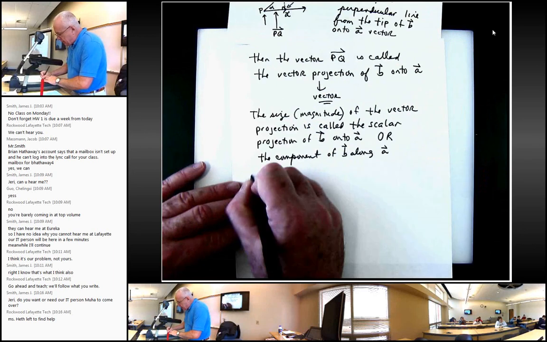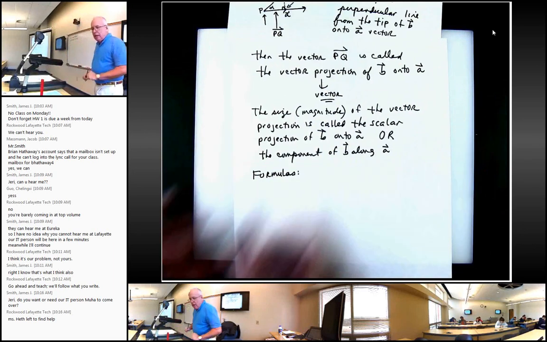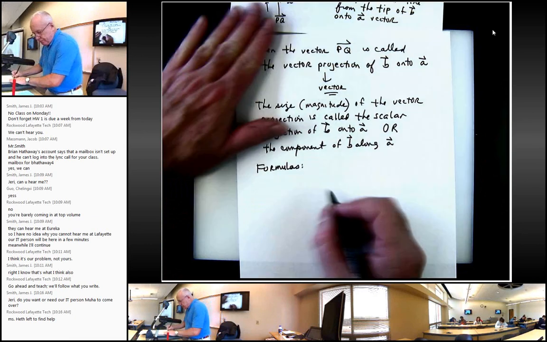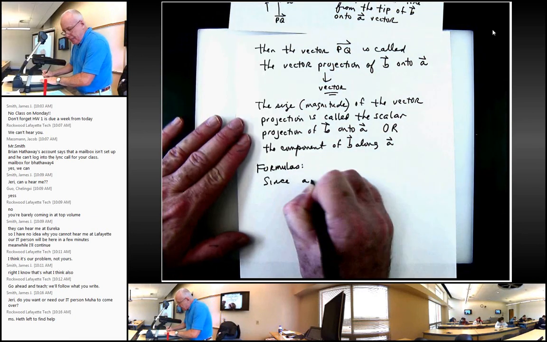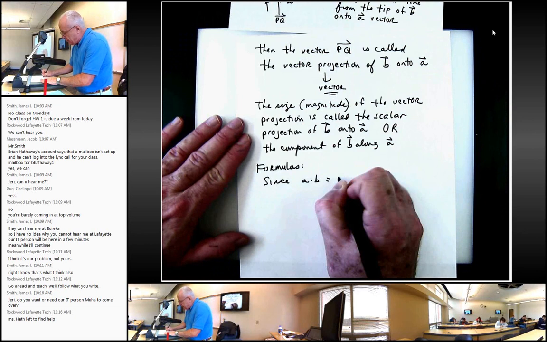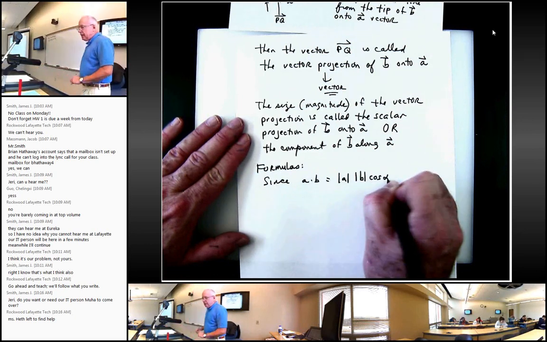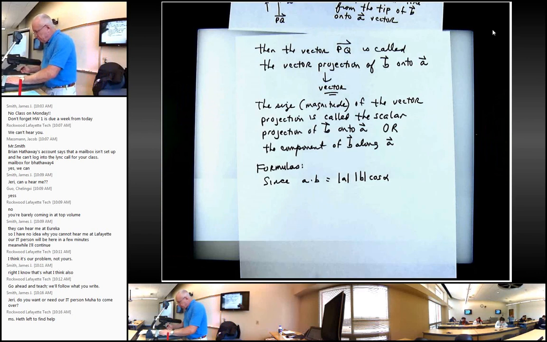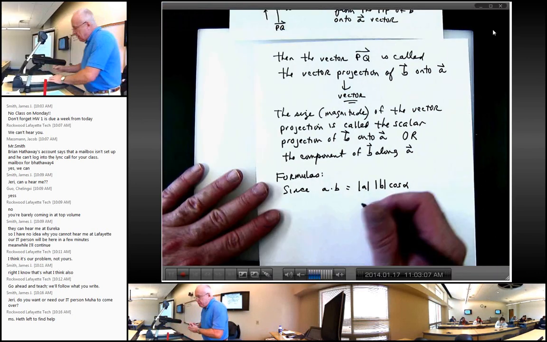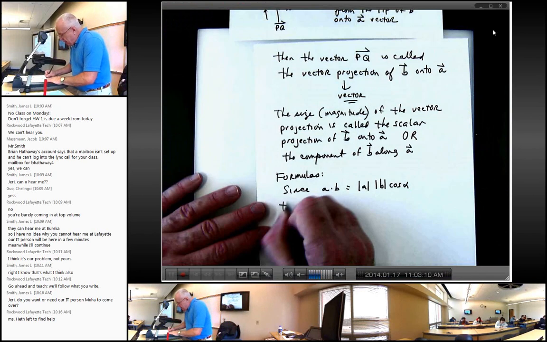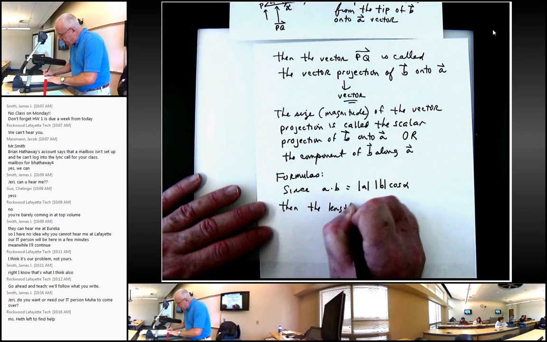Finally, formulas, and then we'll take a break. Since A dot B is equal to the magnitude of A times the magnitude of B times the cosine of the angle, basically, let's see what the length of this projection is.